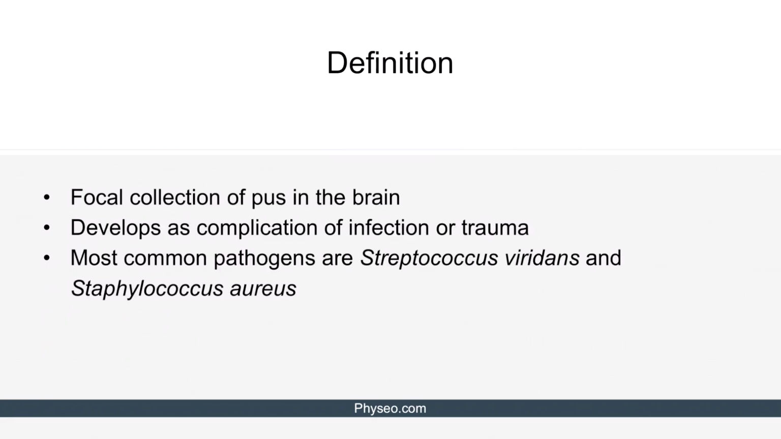Okay, so brain abscesses are defined as a focal collection of pus that's in the brain. So fairly straightforward. It's an abscess, it's in the brain, so it's pus in the brain. And this develops as a complication of infection or trauma. And the most common pathogens are Streptococcus viridans and Staphylococcus aureus.